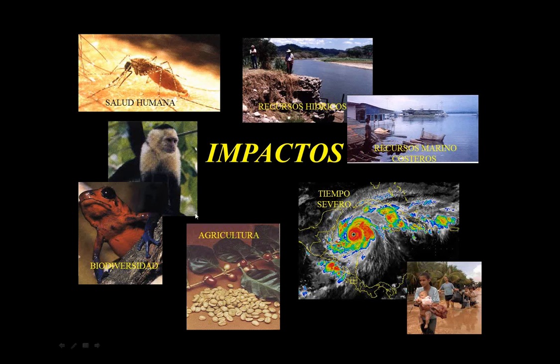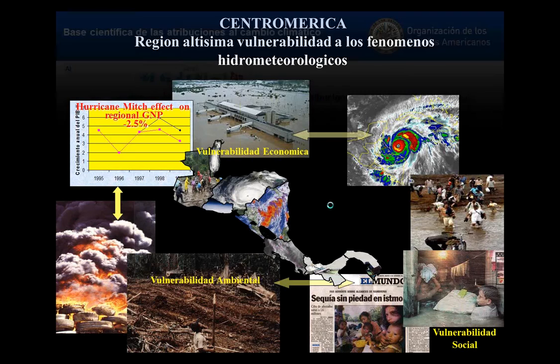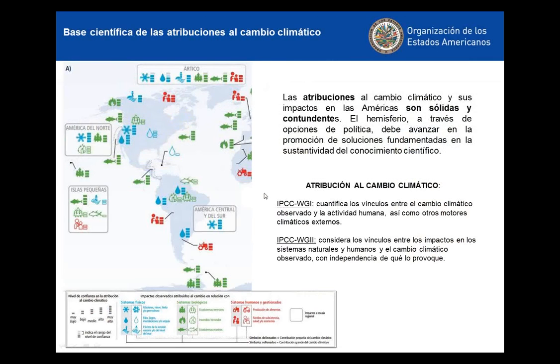So the important thing is that the impacts of climate change in the Americas are associated to extreme climates, impacts on agriculture, impacts on biodiversity, impacts on human health, on water resources, and marine and coastal resources too, because of sea level rise, water intrusion, and so on. So these are some of the things.